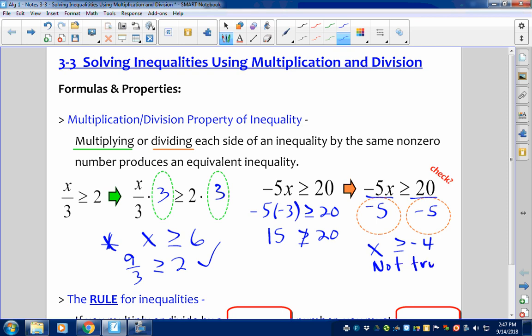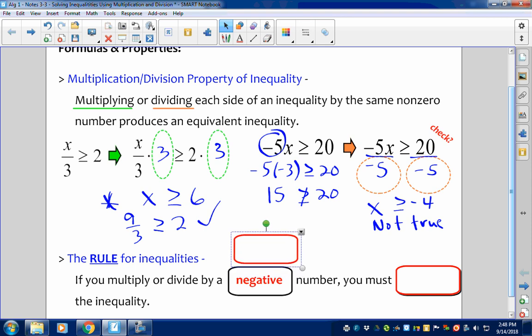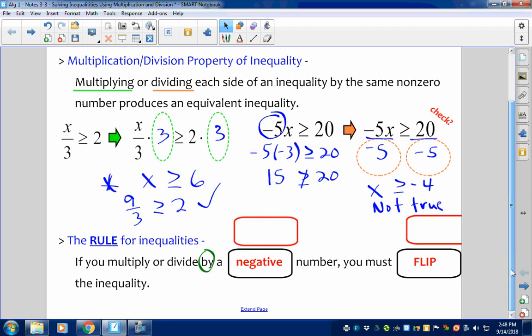So that leads us to believe there is something to be said in terms of multiplying, or in this case dividing, by a negative when you're using the multiplication division property of inequality. One of the rules is that when you multiply or divide by a negative number, keyword is by here, it's not when there's a negative number in the problem, but when you multiply or divide by a negative number to get the variable by itself, you must flip or reverse the direction of the inequality. So that's the rule for multiplying and dividing inequalities. Other than that, it works the same as an equation.